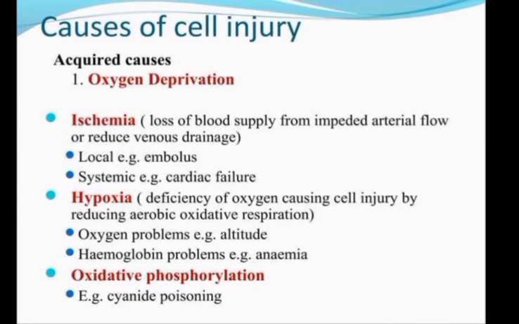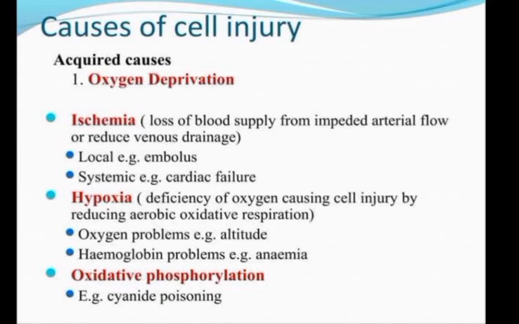Acquired causes include hypoxia and ischemia. Hypoxia means a reduced oxygen supply to the cells, and it is the most common form of cell injury. Since oxygen is essential for energy production, its deficiency will impair cellular functions. The most common cause of hypoxia is ischemia. Due to reduced blood supply, oxygen is also not supplied to the organs. Hypoxia can also result from anemia, carbon monoxide poisoning, heart diseases, lung diseases, or increased oxygen demand by tissue.